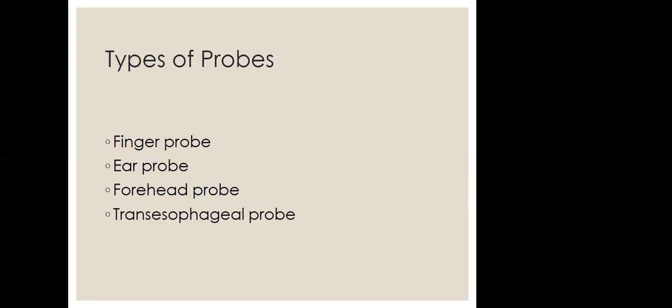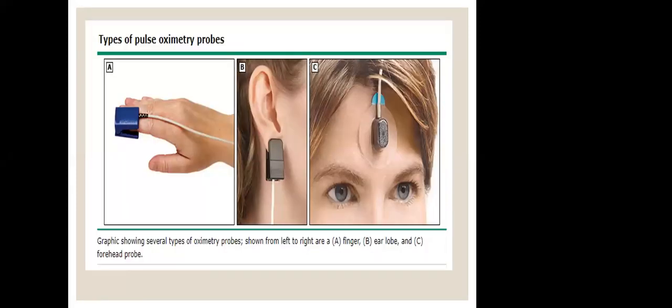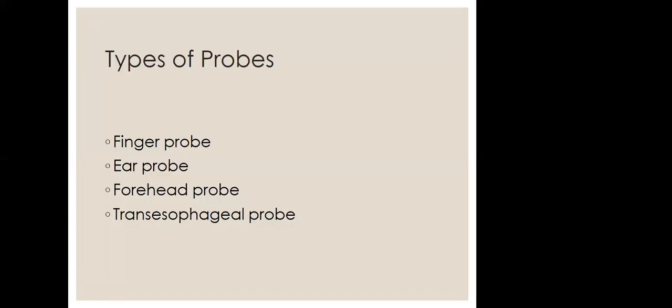There are different types of probes that are used for pulse oximetry. These are the finger probe, ear probe, and even the forehead probe is also used. And there are also transesophageal probes that are used for the detection of oxygen in the blood. The other option is the nasal alar probe.